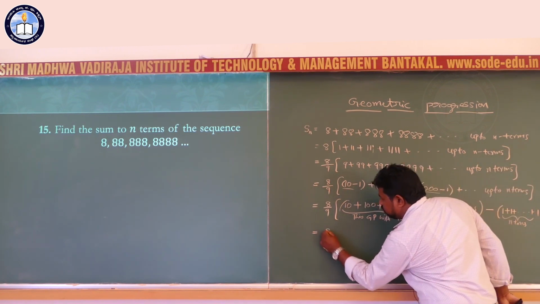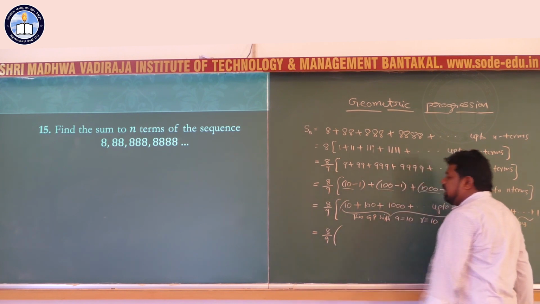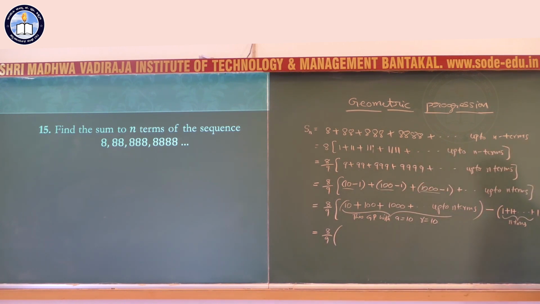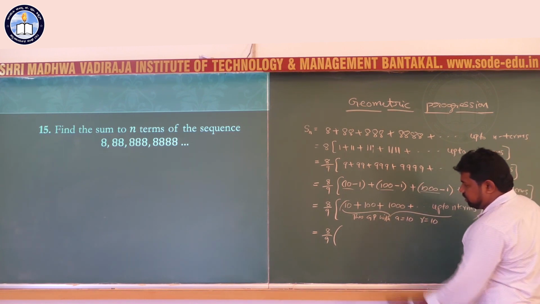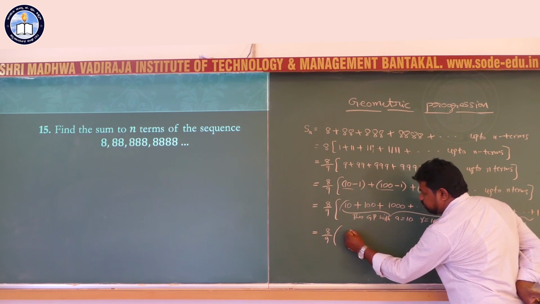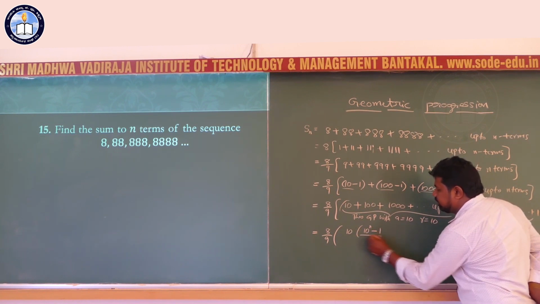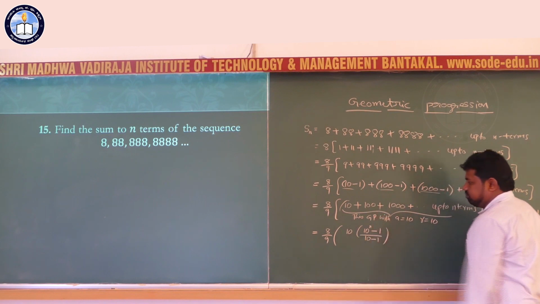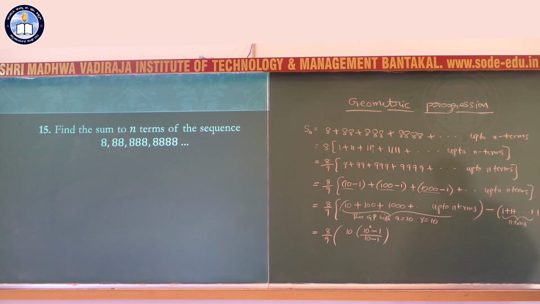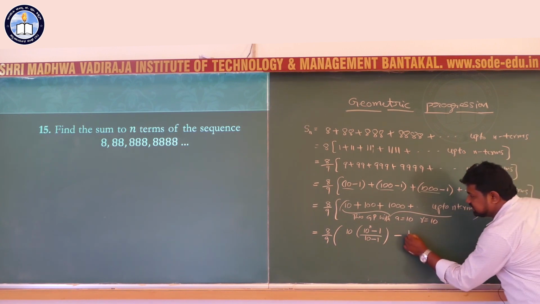That is equal to 8 by 9, using the formula sum of first n terms of the geometric progression, a into r power n minus 1 divided by r minus 1 for r greater than 1. Here r equal to 10, therefore a into 10 power n minus 1 divided by 10 minus 1, minus 1 plus 1 plus 1 n times, that is equal to n.